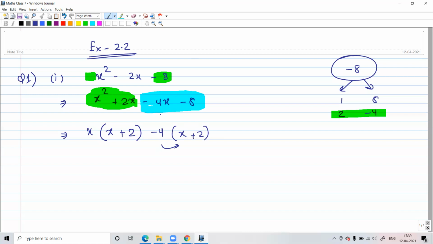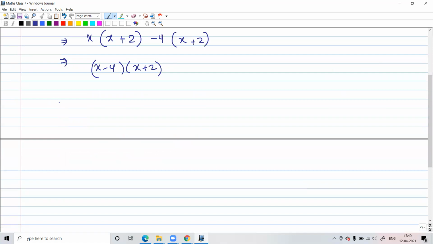Multiply and see. This is minus 4 into x will become minus 4x. Then minus 4 into plus 2 will become minus 8. Right? And then you take x minus 4 together and x plus 2 together like this. So these are the two factors, x minus 4 and x plus 2. Then how do we find the zeros? We take these two factors one by one and we say that when x minus 4 is equal to 0, that time x will be equal to 4. And when x plus 2 is equal to 0, that time x will be equal to minus 2.